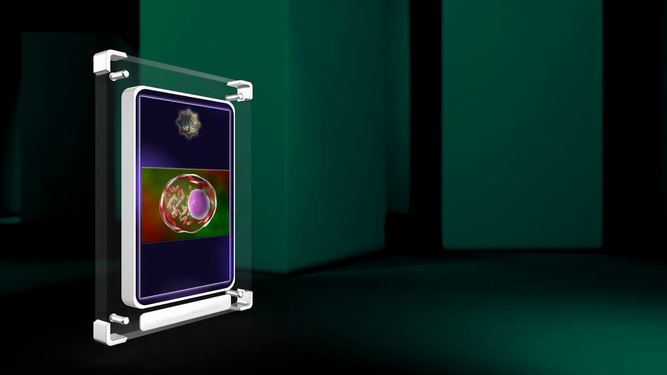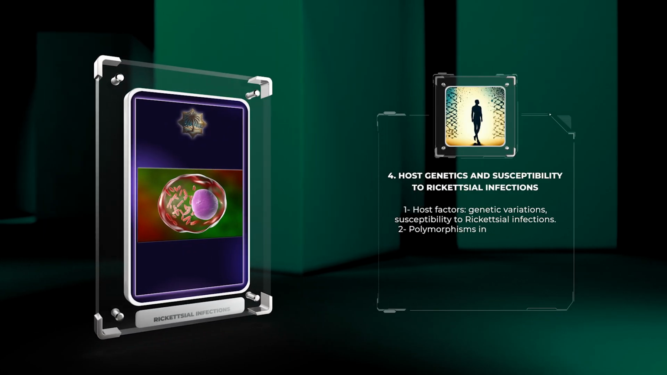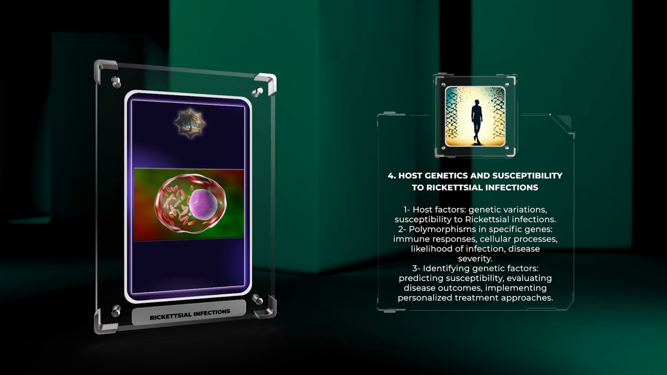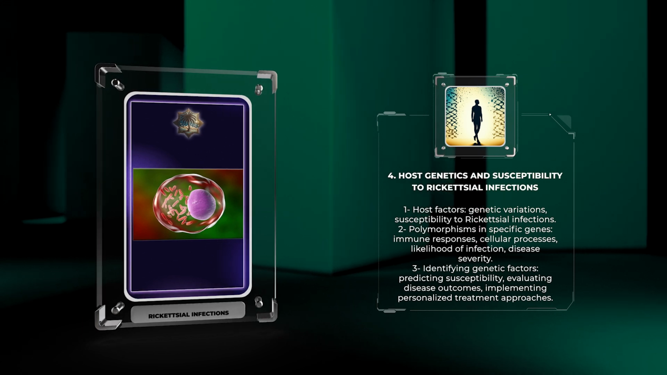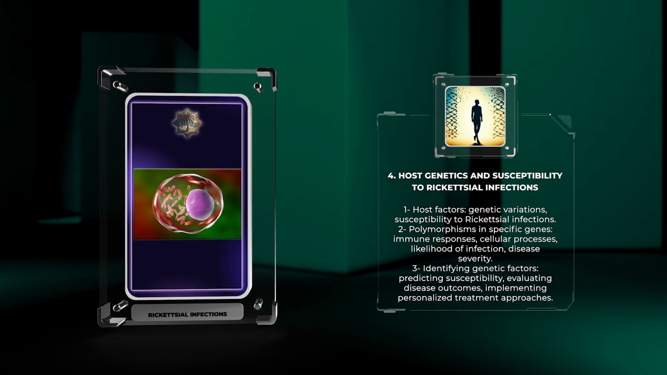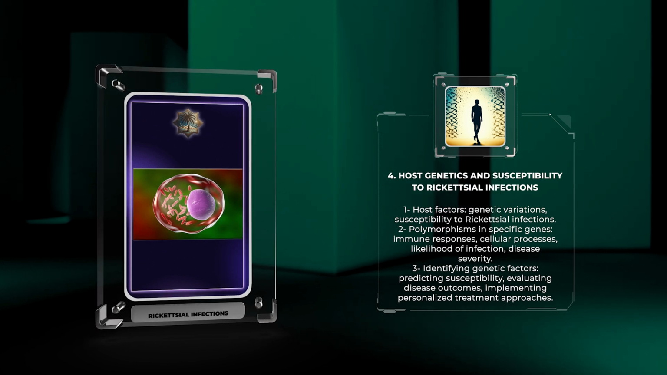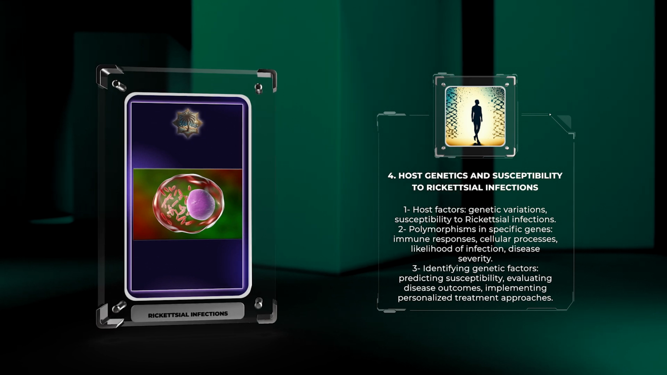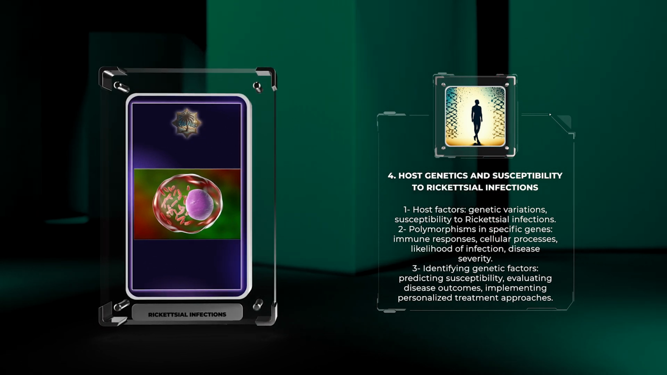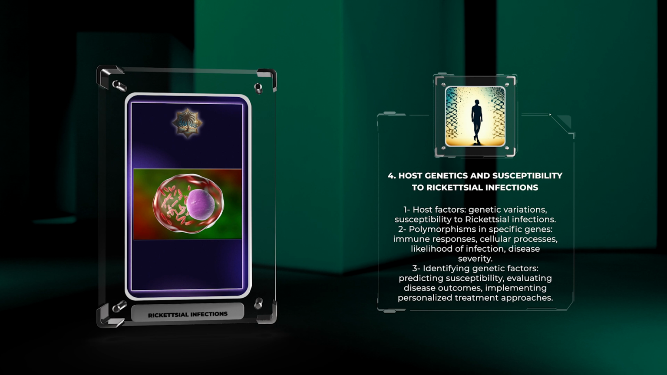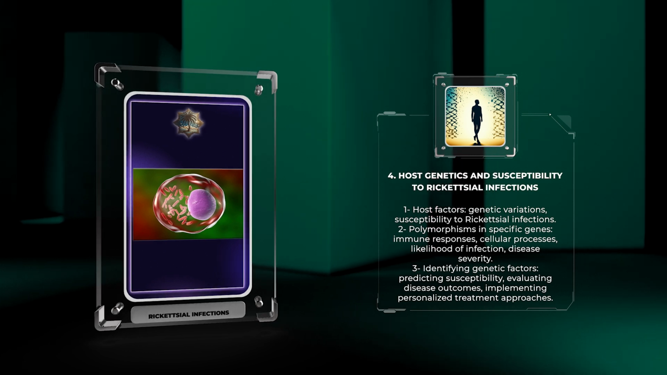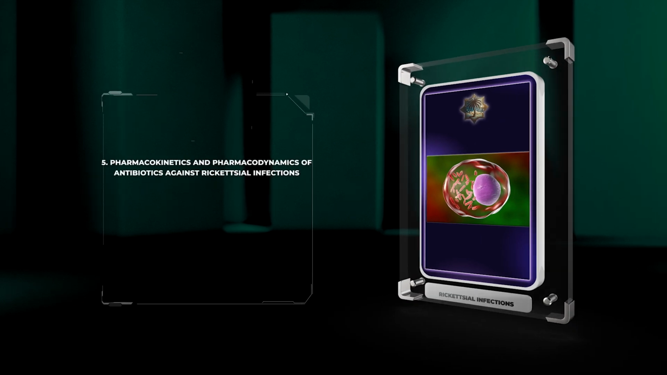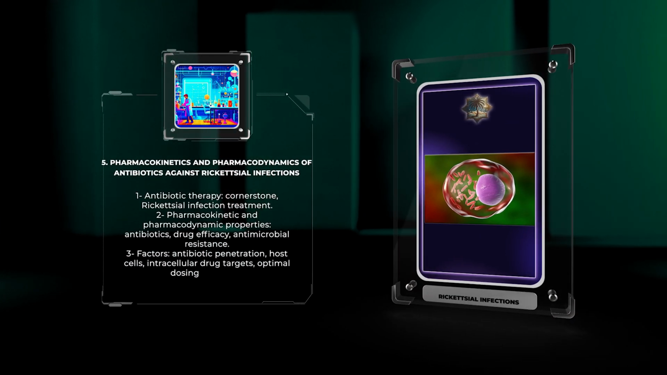Professor, host factors, including genetic variations, play a significant role in determining an individual's susceptibility to rickettsial infections. Certain polymorphisms in specific genes involved in immune responses or cellular processes may increase or decrease the likelihood of infection and disease severity. Identifying these genetic factors is crucial in predicting individual susceptibility, evaluating disease outcomes, and implementing personalized treatment approaches.